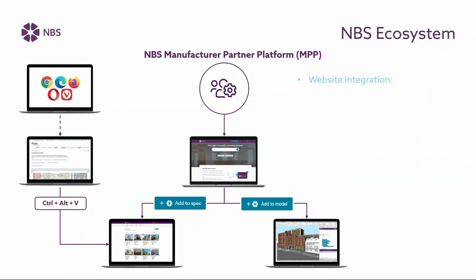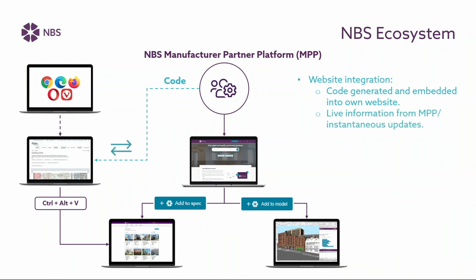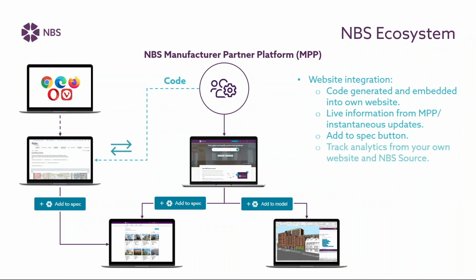So how does the website integration fit into this ecosystem? Well, website code is generated by NBS, which can be given to your own website team. This embeds NBS source information into your own website. So this becomes a live information feed, so any updates are pulled through to your own website. The need for copy and pasting data can be removed and replaced with an Add to Spec button. Analytics can now be provided for both specification and digital objects, regardless if this is via NBS Source, the NBS Revit plugin, or your own website.